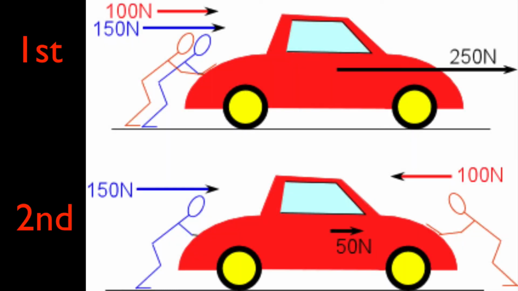Here's another example of resultant force. In the first picture, two people are pushing on the car. The first person with a force of 150 newtons and the second person with a force of 100 newtons. So, the result of the forces, or resultant force, is 250 newtons to the right. And in the second picture, one person is pushing with a force of 100 newtons to the left and the other one is pushing with a force of 150 newtons to the right. So, the result of the two forces is 50 newtons to the right. I hope you get an idea of what resultant force is now.